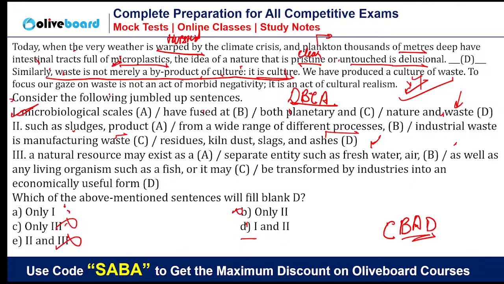Now, second can also go. Second will not go because it is talking about one particular type of waste. And here, this will definitely not go. Natural resource may exist, all these things. Only one will go. The answer will be A, only one, guys. Only one will go because here we are talking about a different specific type of waste. So that is why it's eliminated, and it will definitely not go. Third, the answer will be only one. I hope it's clear to you because it is directly coming from the same line.